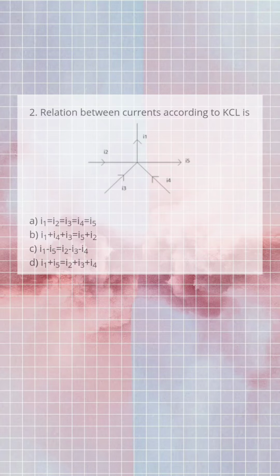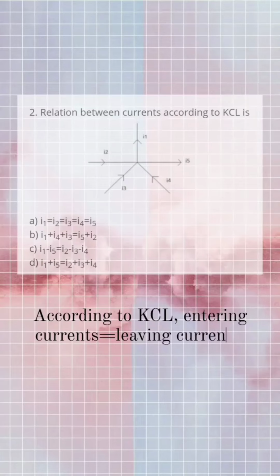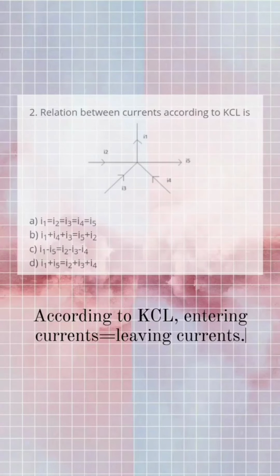Here's the example question. You may pause the video to think of the answer. The answer for this question is D. According to KCL, the currents entering the node is equal to the currents leaving the node. Or we can say, the currents leaving the node equal the currents entering the node. In the picture, we can see that the currents leaving the node are I1 and I5, while the currents entering the node are I2, I3, and I4. Therefore, I1 plus I5 is equal to I2 plus I3 plus I4.